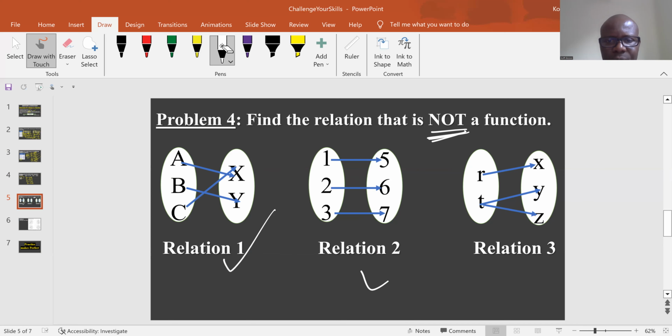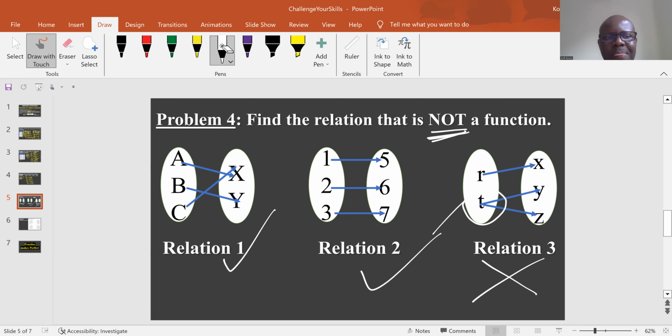Relation 2, also a function. Why? 1 has only one output. 2 has only one output. 3 has only one output. Yes, it's a function. Relation 3 is not a function. Why? Because T here has 2 outputs. T has a Y, T has a Z. Therefore, this relation is not a function.